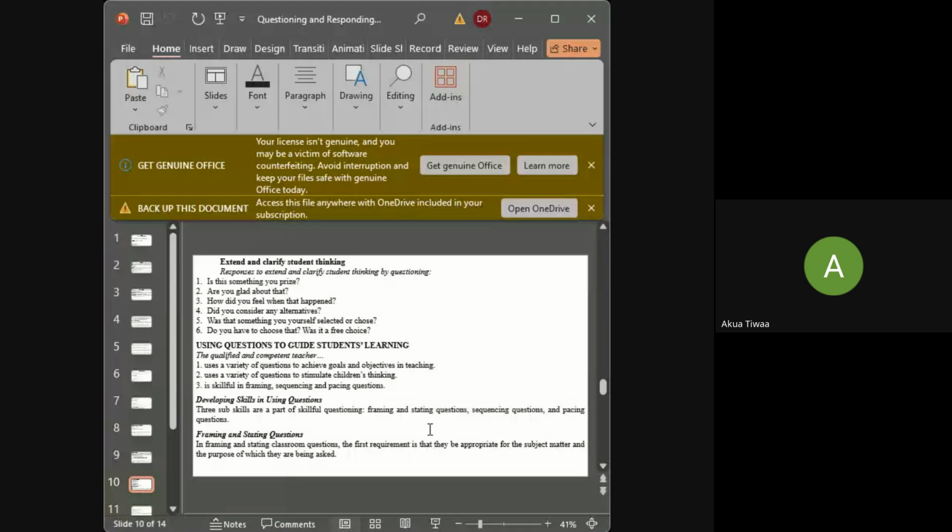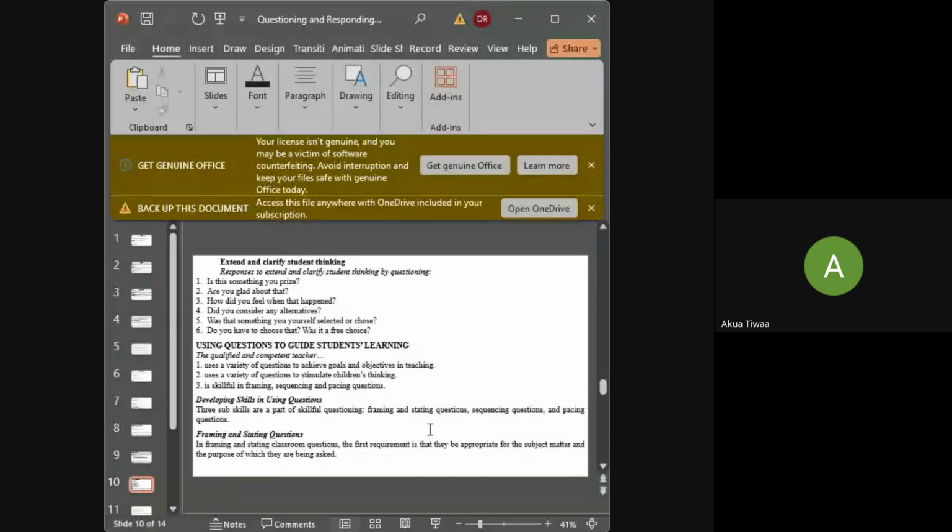Sometimes students are in a class and then you want to extend what they think. So there are some questions that you can ask them. I've come to mention a few of them. It says, is this something you prize? Are you glad about that? Do you have to choose that? Was it a free choice? Do you do anything with that idea? Can you give some examples of that idea? So all these are to extend and clarify students' thinking.